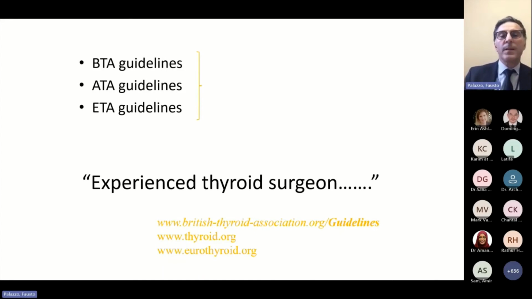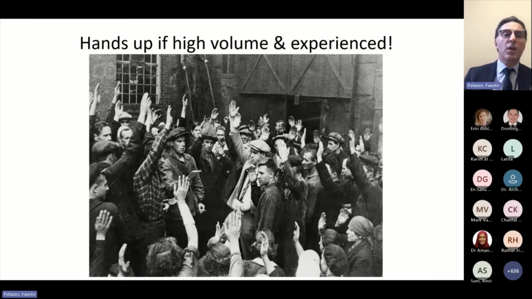The only problem is that defining that surgeon has been left in the hands of the surgeons. So if you ask a surgeon, are you a high volume surgeon and are you experienced, everyone's going to say yes, especially if they need to do some work. And this is where the value of MDTs and physicians comes in, because when the physicians get involved in a decision-making process, which includes where the patients are operated on, the outcomes tend to be better.